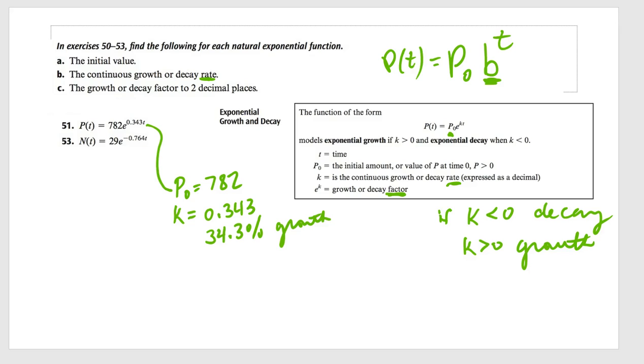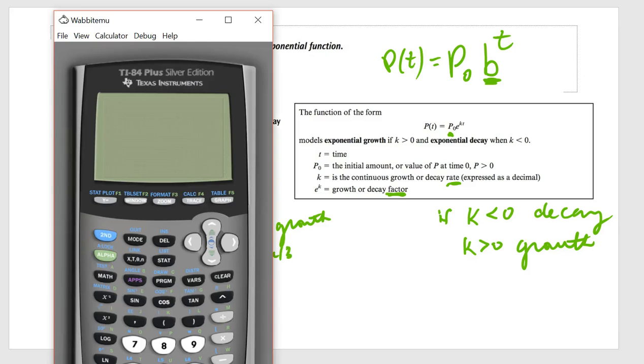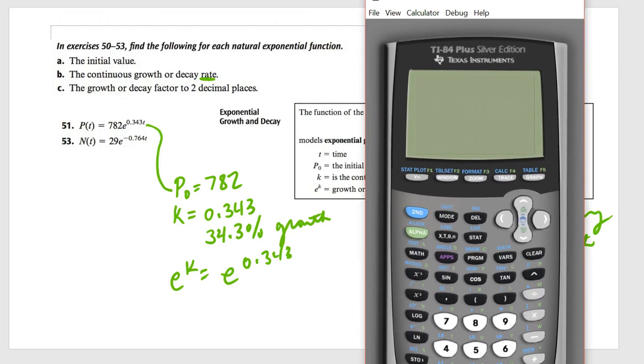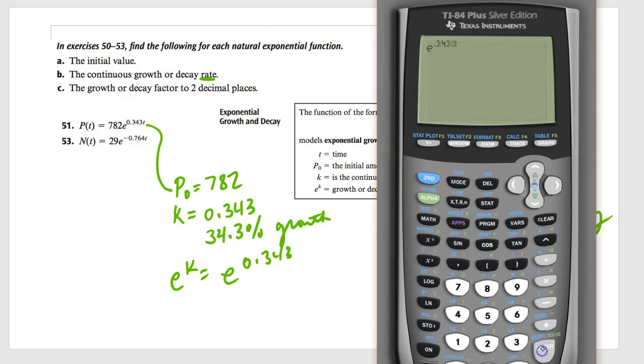And then part C says, what is the growth or decay factor? So our growth or decay factor is just going to be e to the k, which in our case will be e to the 0.343. Now, you could put this into your calculator and figure it out to 2 decimals. And you can see when I do that, I get 1.41.